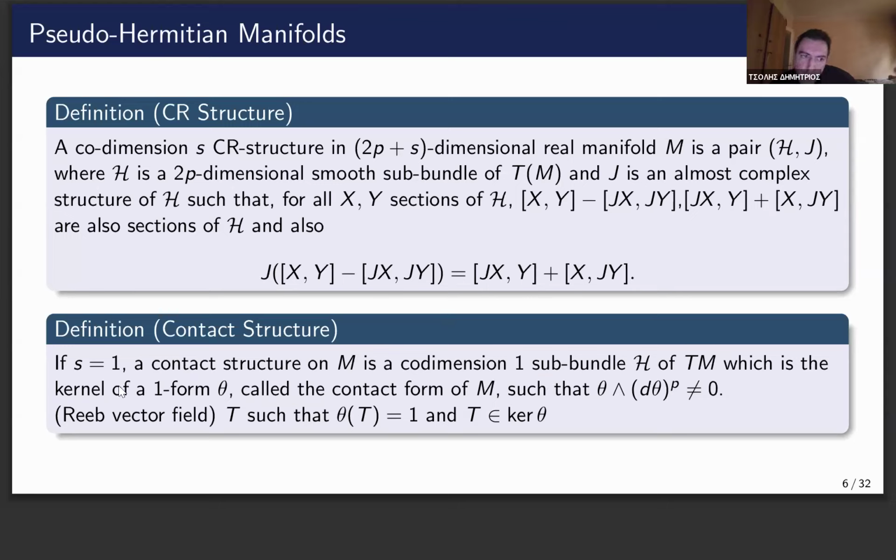And we also have a one form such that this bundle is the kernel of this one form. We call this form a contact form of M. And we require this non-integrability condition. So essentially this means that this sub-bundle is non-integrable, and this comes from Frobenius theorem. We also have another vector field T that satisfies theta of T equal to 1, and T belongs to the kernel of d theta. This theta and this T, we call the Reeb vector field.